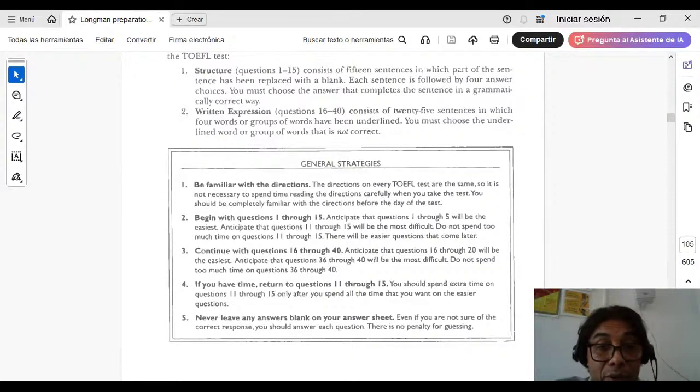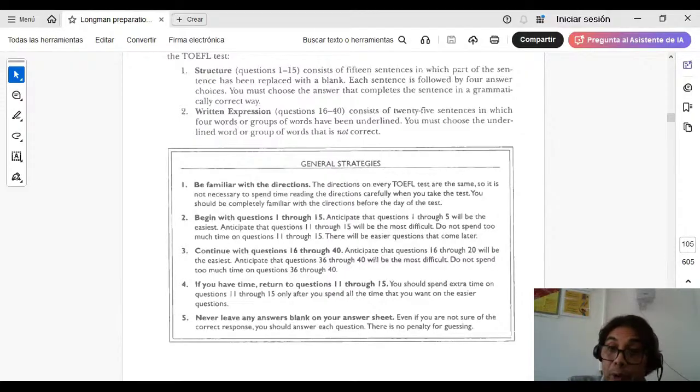And again, remember that there is no penalty. You will not be judged nor criticized if you guess answers. For example, if you don't have time to finish, if time eats you up and you do not have time to finish as you expected, well, guess. Never leave any answers blank on your test sheet. Even if you're not sure of the correct response, you should answer each question. Again, not to be redundant, but there's no penalty for guessing.